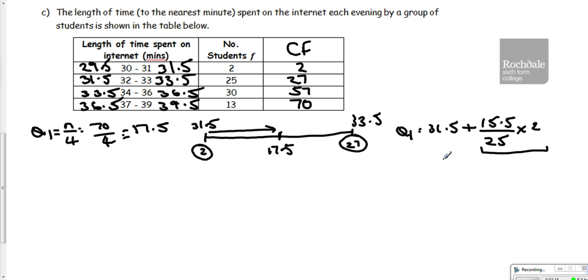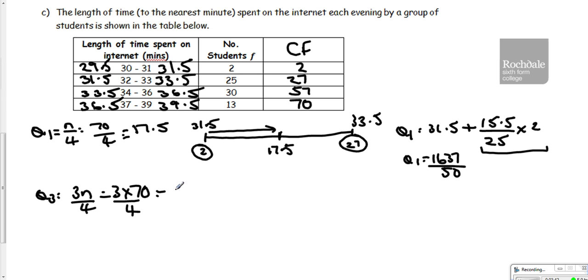As an exact fraction, because I'm going to use them later to subtract, I think that's 1637 over 50. And you could write it as a decimal, but if you do, make sure you keep the full value because we need to subtract later. Let's have a look at Q3. 3n over 4, so that's 3 times 70 divided by 4, and that works out to be 52.5.